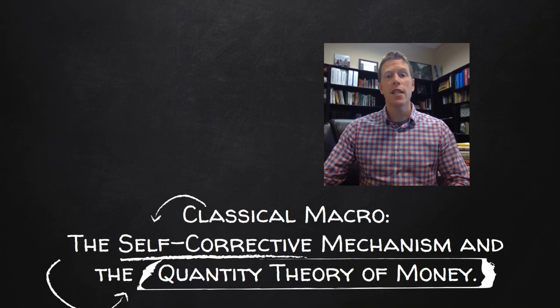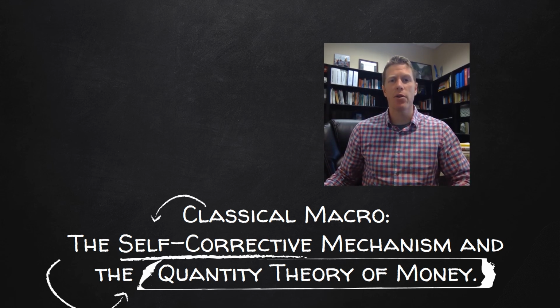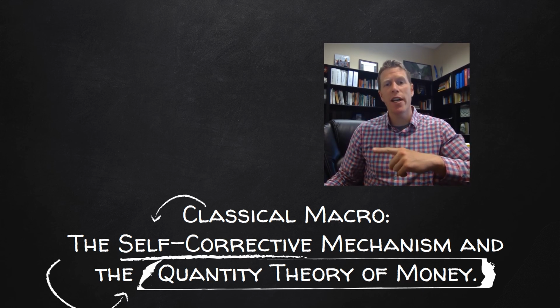All right, so that was the classical macro quantity theory of money. To see how that really combines together to give us an overall picture of macro with the self-corrective mechanism, click on the video to continue on in our lecture series.